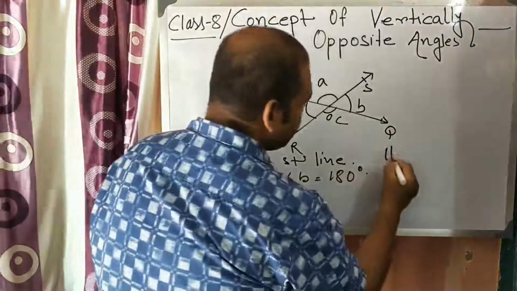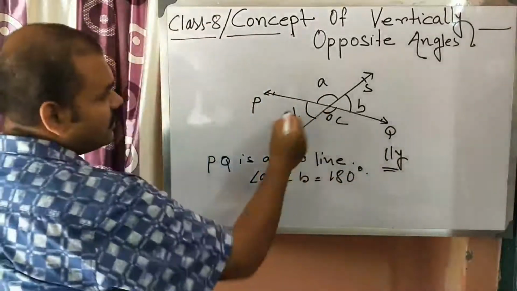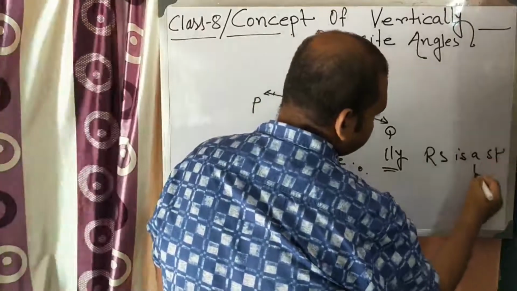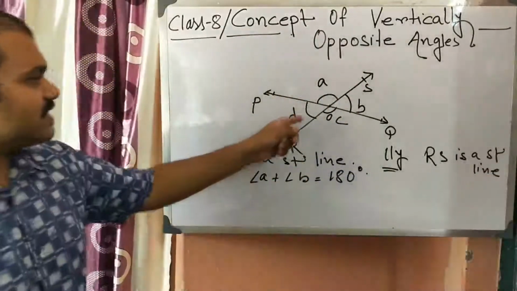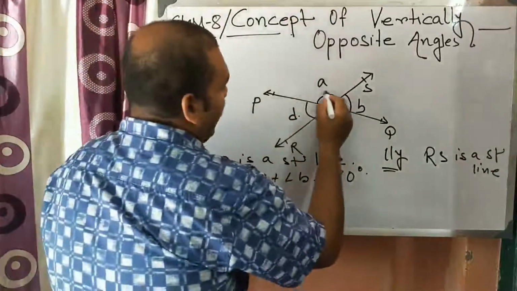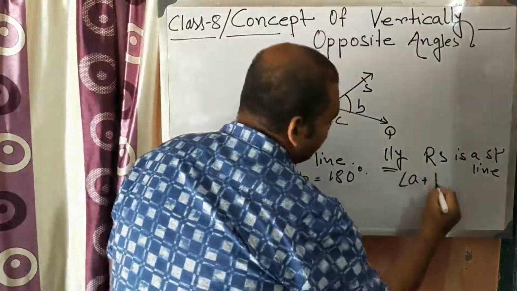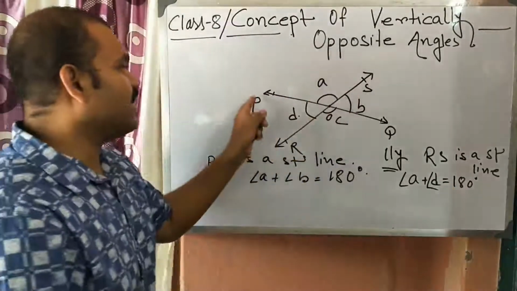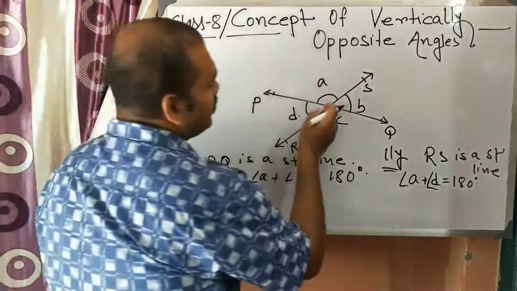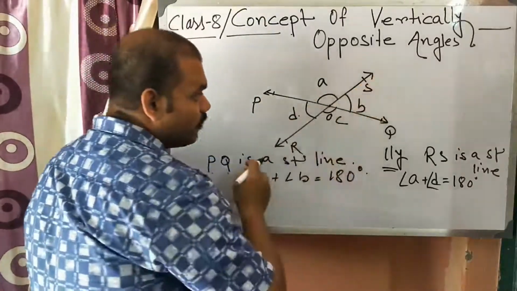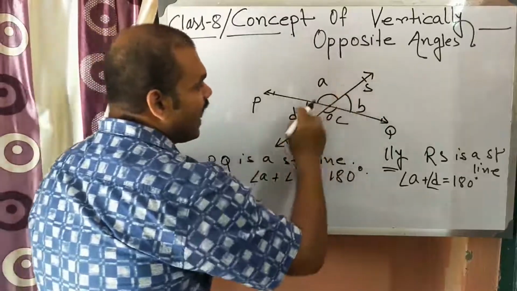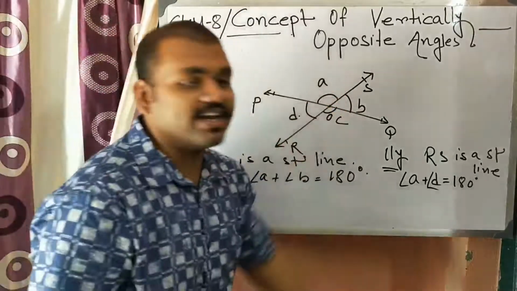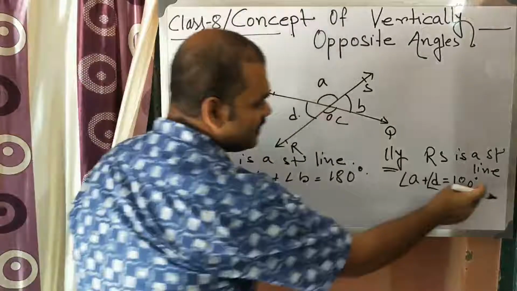So similarly we can write down, RS is a straight line. So if RS is a straight line, then angle A plus angle D also equals 180 degrees, because RS is the straight line and PQ intersected. So on one side of the straight line, the sum of the two angles formed is 180 degrees. So we can say A plus D equals 180 degrees.